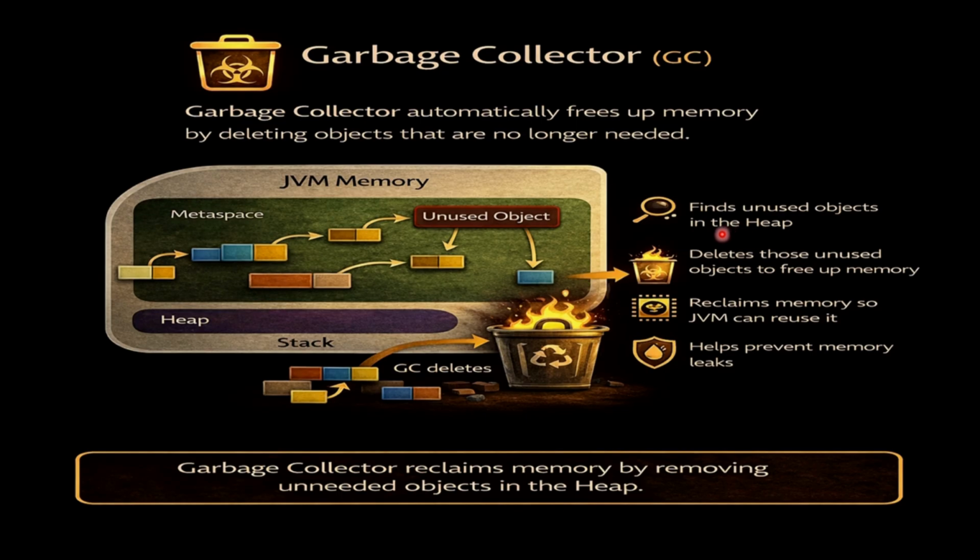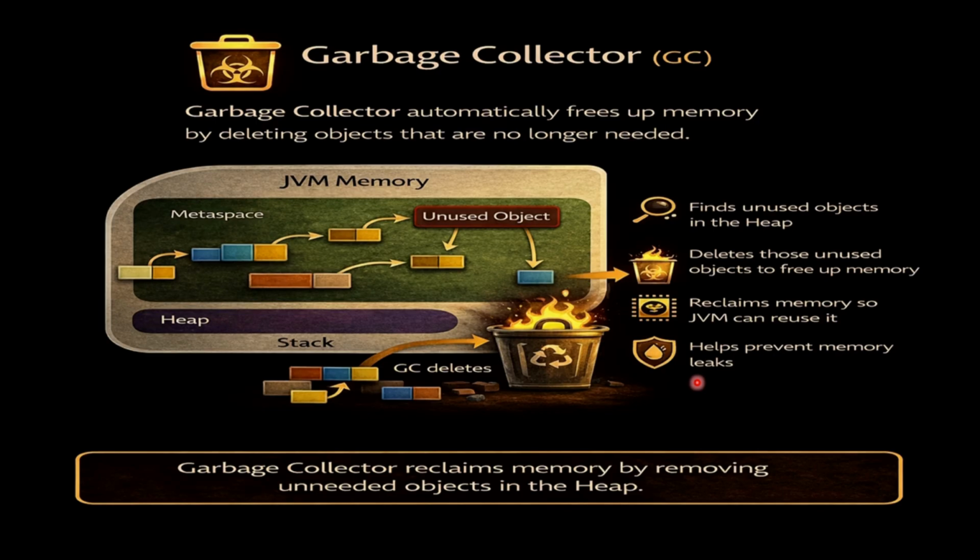Suppose the references are set to null. For example, suppose we have String s equal to new String("Java") and then s is pointing to null. Since s is pointing to null, the object is garbage collected. Second, when any method execution completes, its objects become eligible for garbage collection. So it deletes those unused objects to free up memory. It reclaims memory so the JVM can reuse it. What does it mean? It means the JVM frees the heap space used by unreachable objects so that space can be reused for creating new objects, which helps to prevent memory leaks. So this is all about garbage collection.